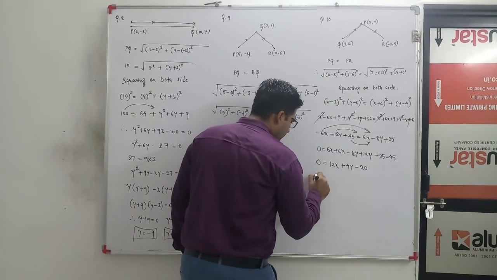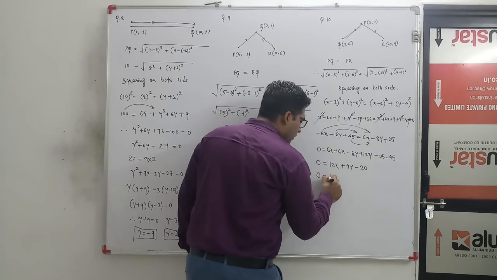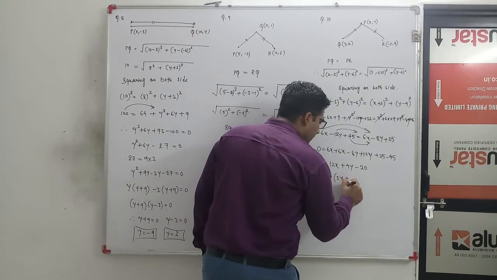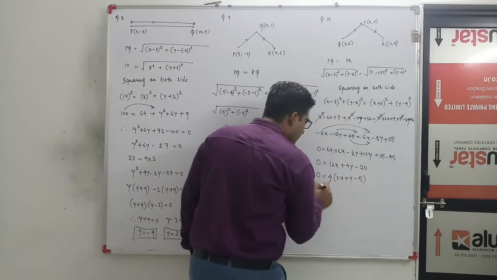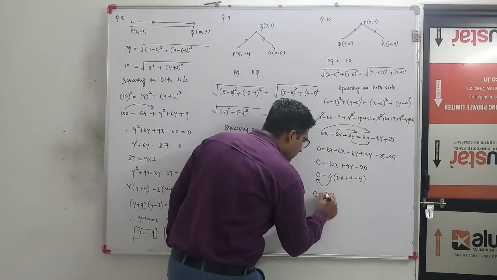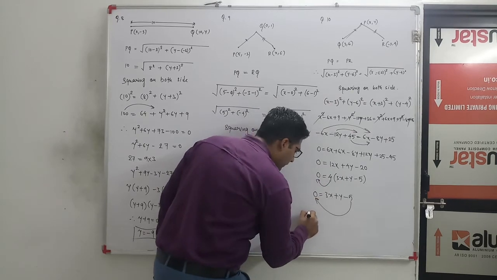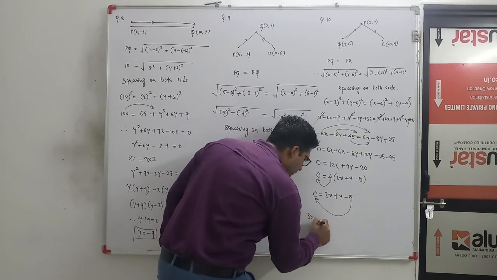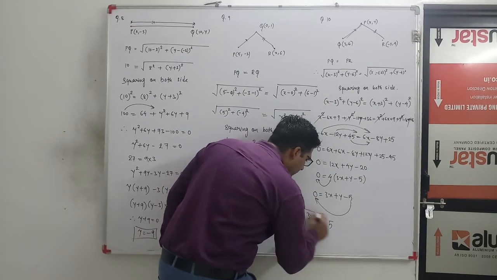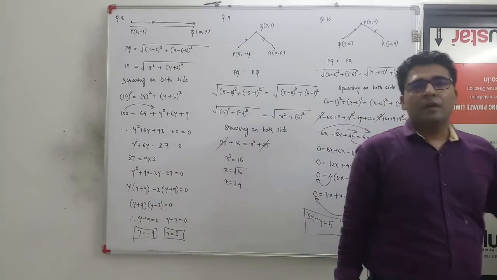Here I can take out the common 4. So 3x plus y minus 5, and this 4 when it comes to the other side becomes 0. So 3x plus y minus 5. When this 5 comes to the other side, 3x plus y is equal to 5 is my equation.